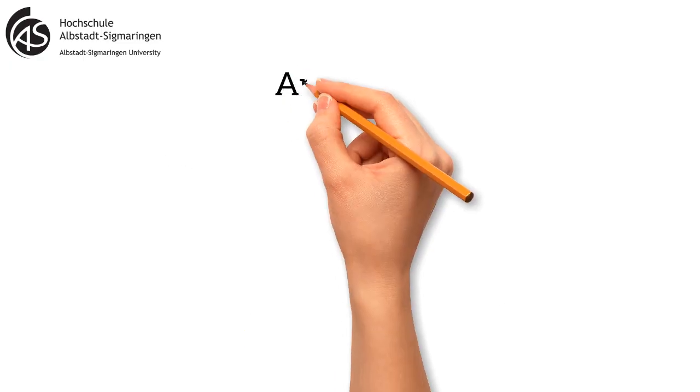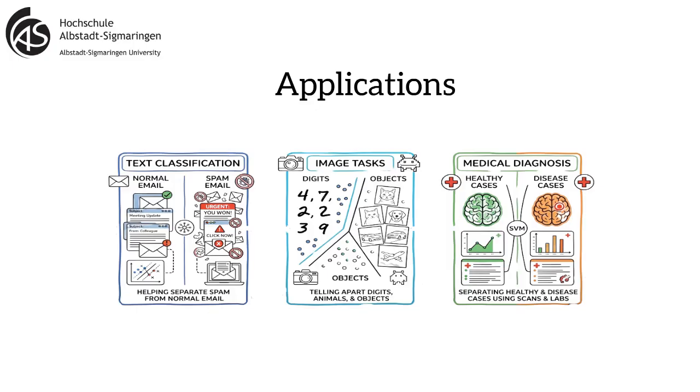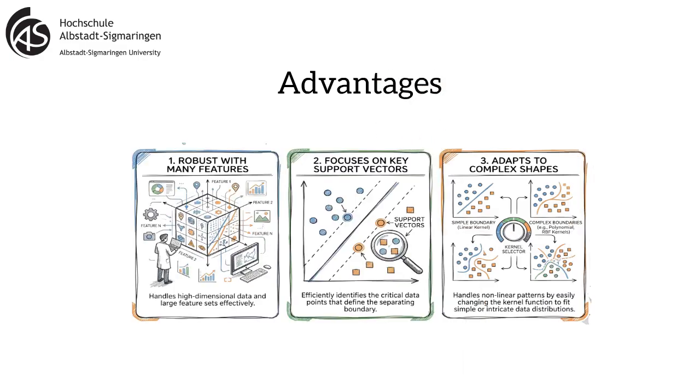Support vector machines are used in many places, not just in factories. In text classification, they help separate spam emails from normal emails. In image tasks, they can help tell apart digits or objects. In medicine, they can help separate healthy cases from disease cases using scans or lab measurements. Why do people like SVM? Because they can work well when there are many features, they focus on a few important support vectors, and they can be adapted to simple or complex shapes just by changing the kernel.